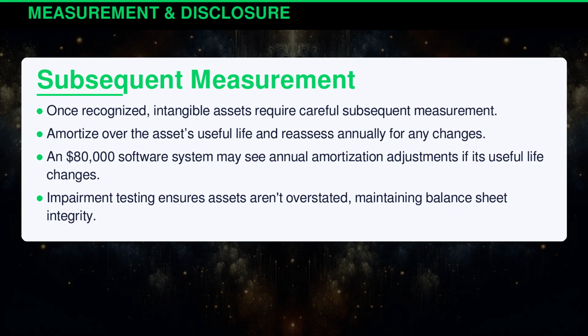Once recognized, intangible assets require careful subsequent measurement. Amortize over the asset's useful life and reassess annually for any changes. An $80,000 software system may see annual amortization adjustments if its useful life changes. Impairment testing ensures assets aren't overstated, maintaining balance sheet integrity.